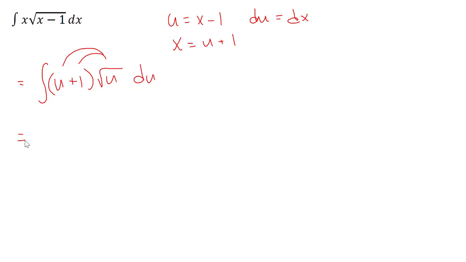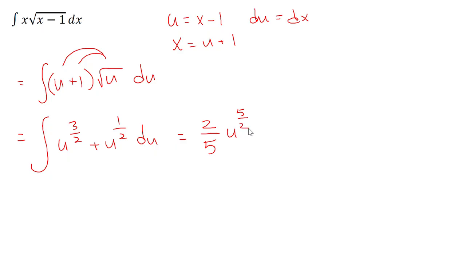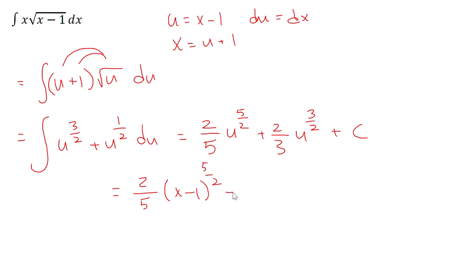U times root u, that's u to the first times u to the 1/2, so that'll be u to the 3/2, and then plus u to the 1/2 du. Well, now we just integrate. U to the 3/2 should become 2/5 u to the 5/2, and u to the 1/2 should become 2/3 u to the 3/2, and of course, don't forget the plus c. We'll replace all the u's with what u was, which was x minus 1. So we have 2/5 of x minus 1 to the 5/2 plus 2/3 of x minus 1 to the 3/2 plus our constant.